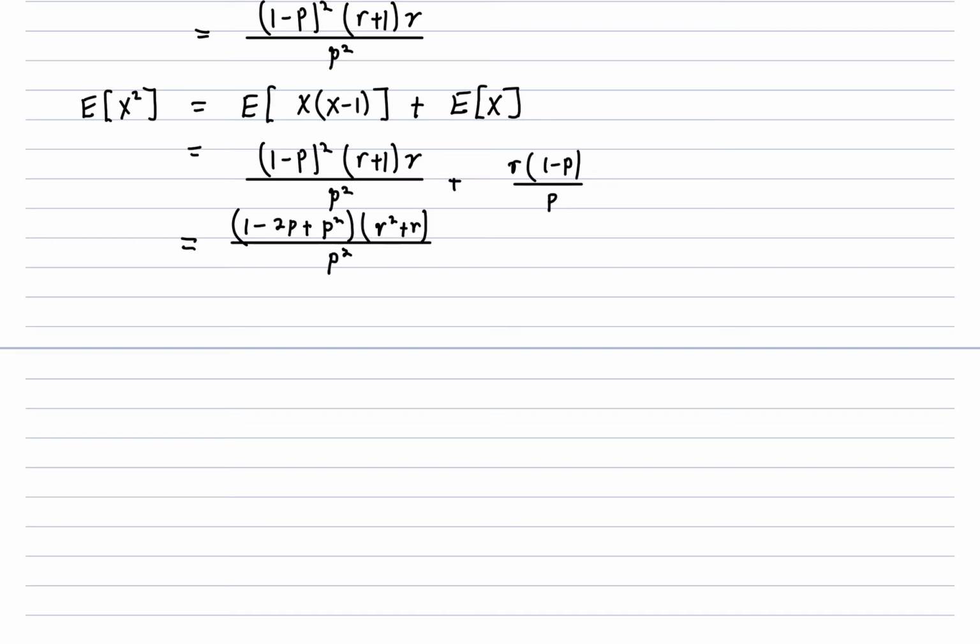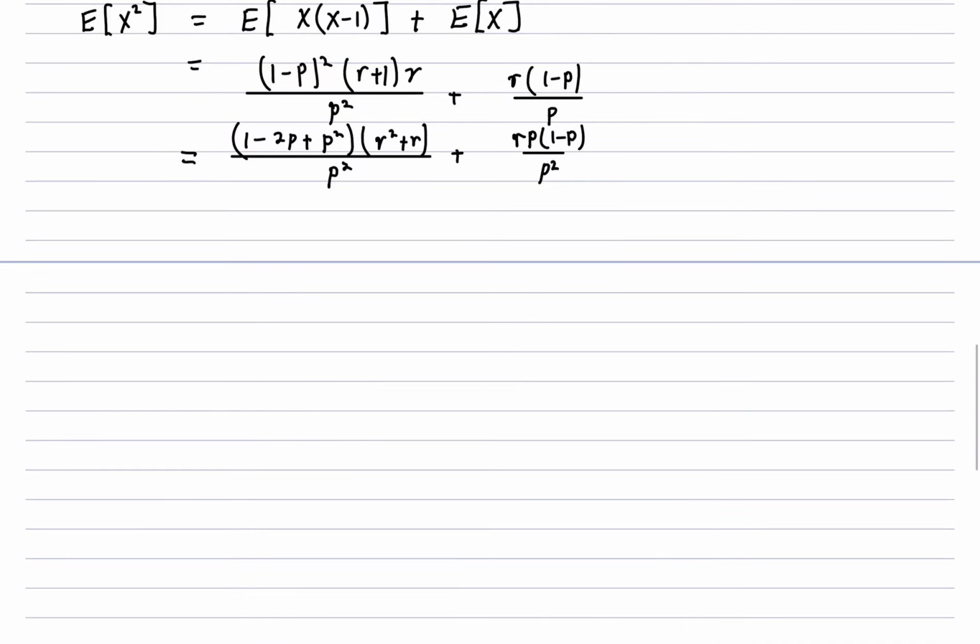The second component of this, again, remember when we're trying to add fractions, we need to make them on the same denominator. To do that, we're just going to put them both over p squared. Now, to go from p to p squared, you need to multiply by p, so we need to do the same to the numerator, so it becomes rp(1 minus p). And so far, so good.